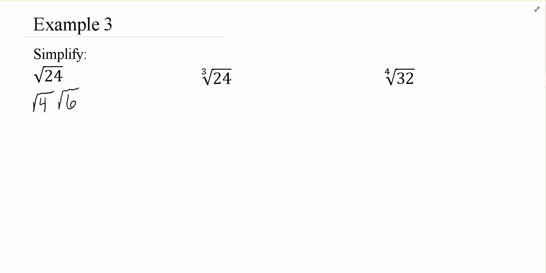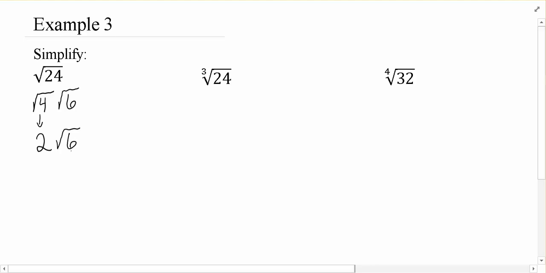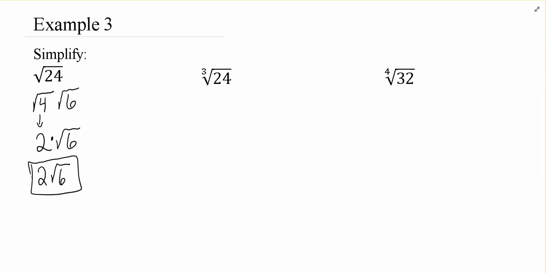So remember your steps were break it up, take the radical, clean it up. So now in this step, we're going to say, let's take the radical. I know the square root of 4 is 2. Square root of 6 doesn't simplify any further. Now in this case, there's not really a clean it up step. Clean it up is going to come in some of our more complicated situations. But our answer here is just simply 2 times the square root of 6. And we can write that as 2 root 6.